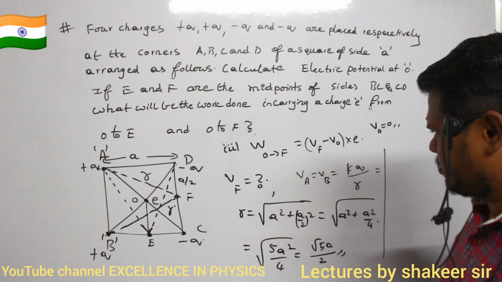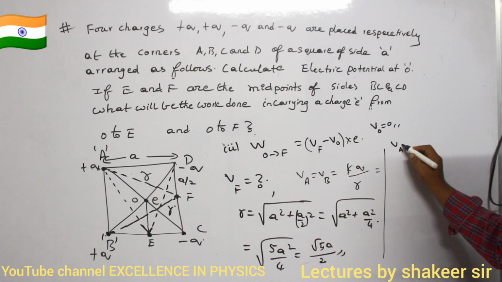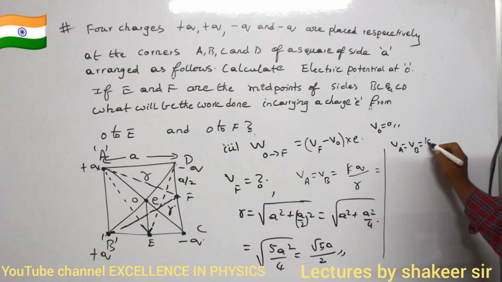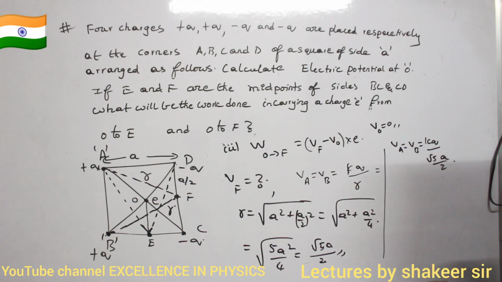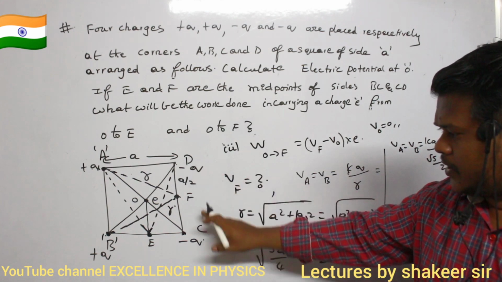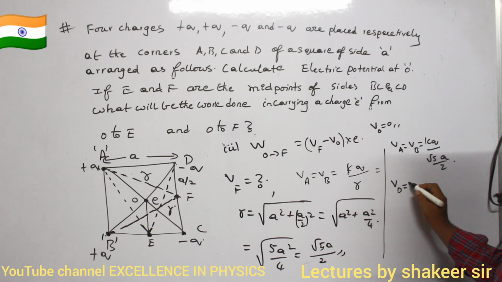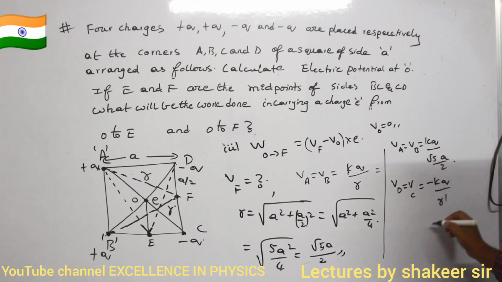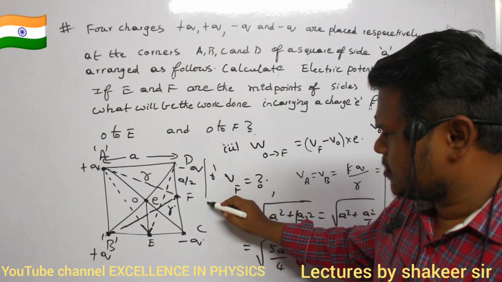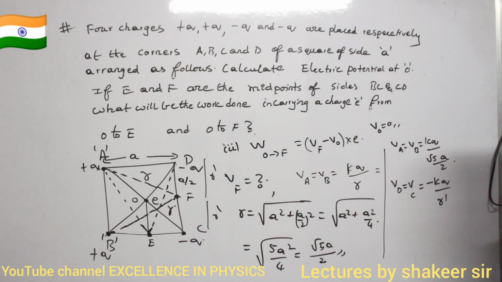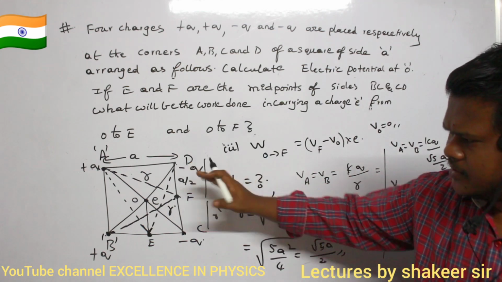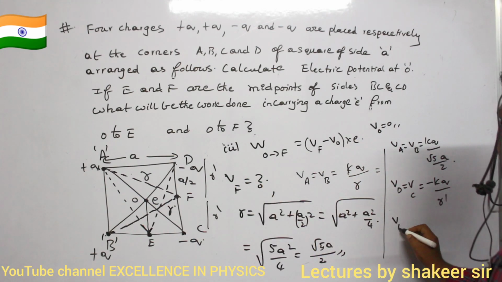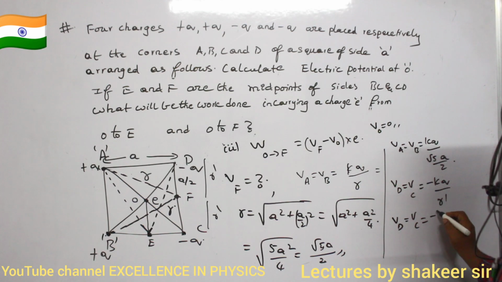Similarly, potential due to A and B I can calculate now. So VA is equal to VB is equal to KQ divided by R, and the R value is root 5 A divided by 2. Clear? Now I should calculate potential due to D and C also. So potential due to D is equal to potential due to C is equal to minus KQ divided by R dash. Let this distance be R dash. This is R dash, this is also R dash. How can I calculate the R dash distance? R dash distance is already A by 2, no? So potential due to D is equal to potential due to C is equal to minus KQ divided by A by 2. Okay.